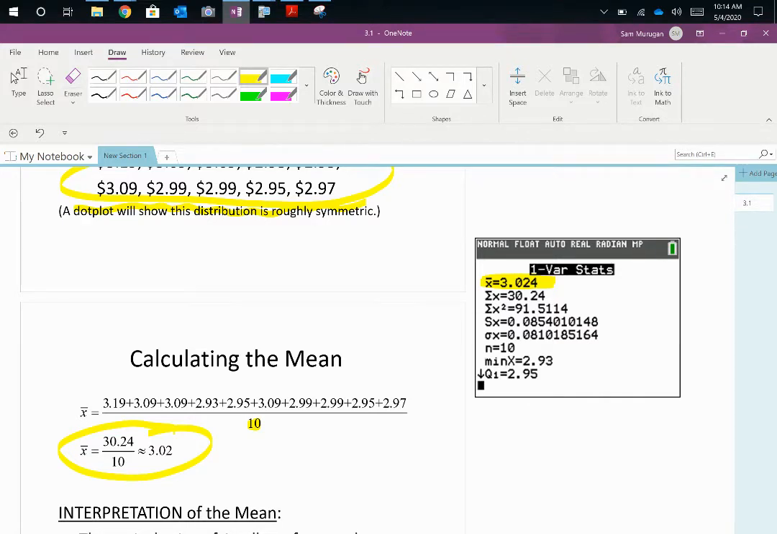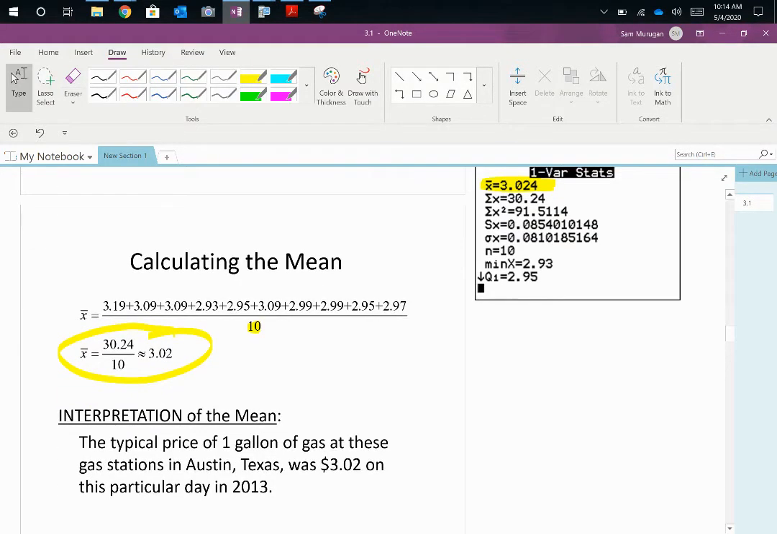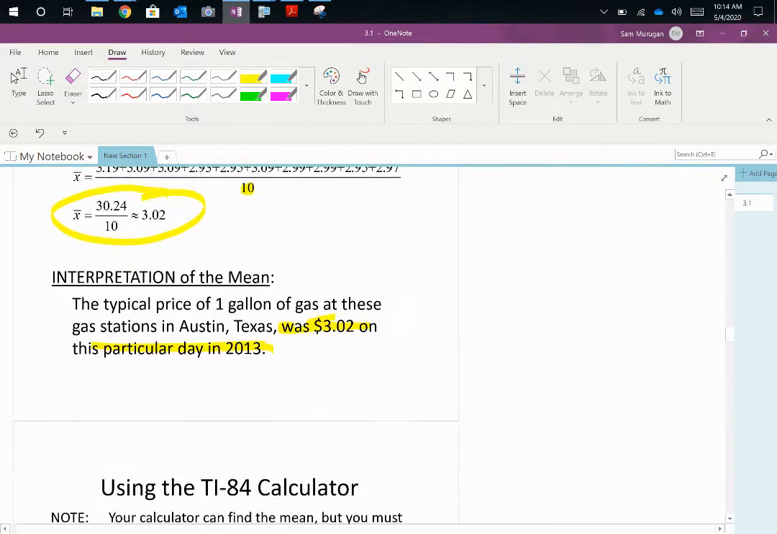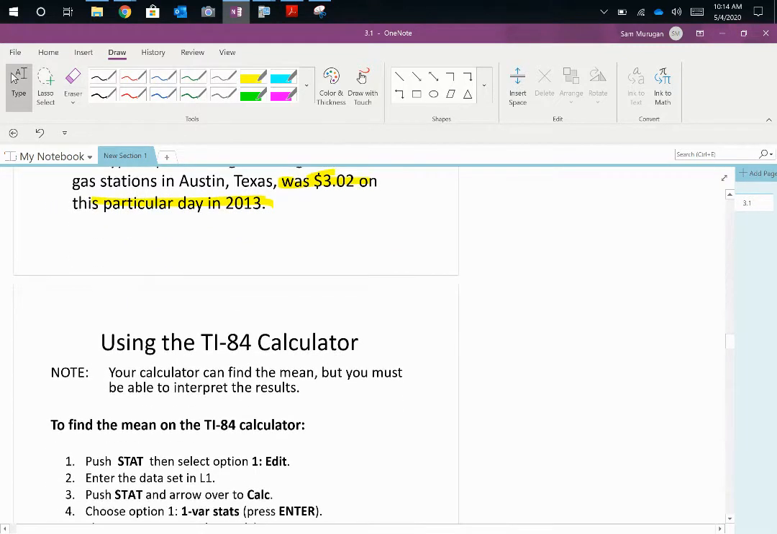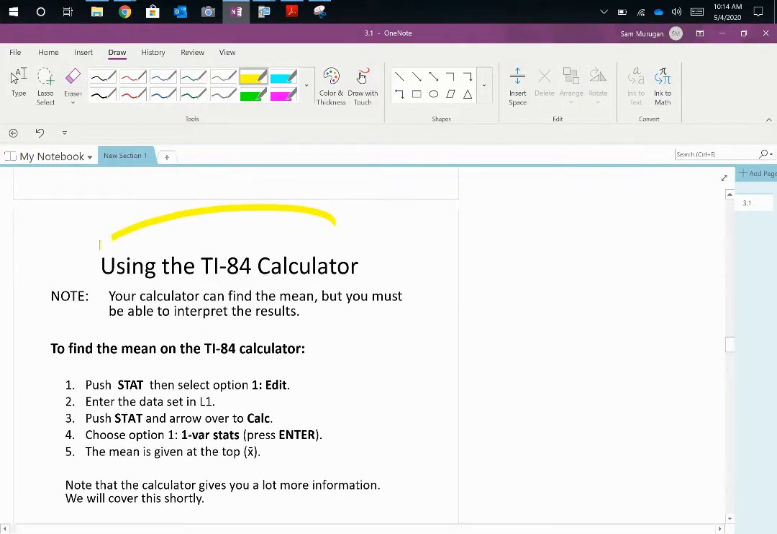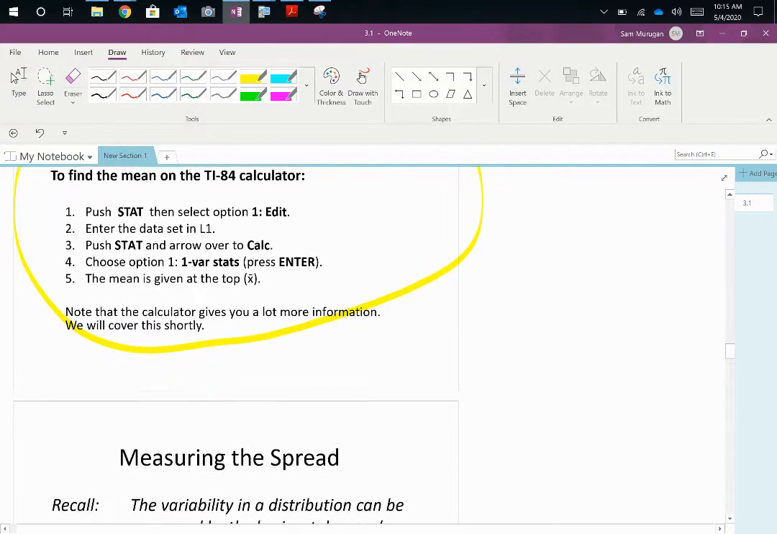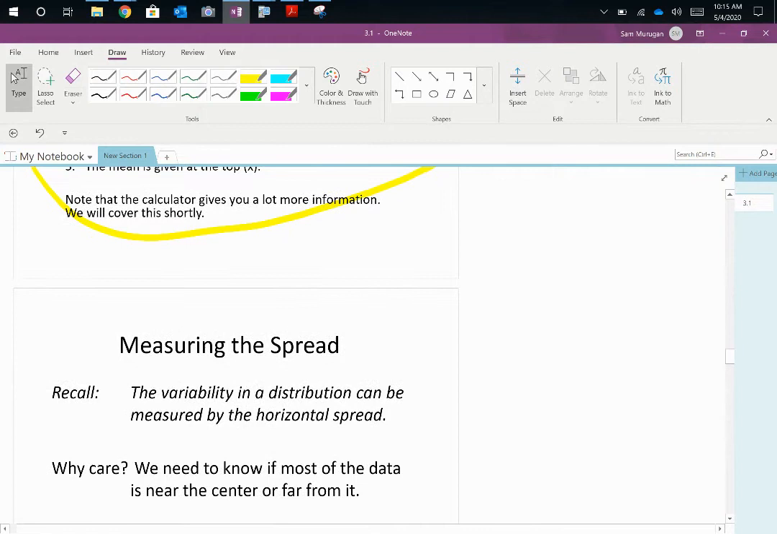Okay, so what does the mean mean? The typical price of gas was $3.02 on this particular day in 2013. Gas is much cheaper now, right? In case you missed all the instructions with the calculator, these are the instructions here, so you can go back and do it again.